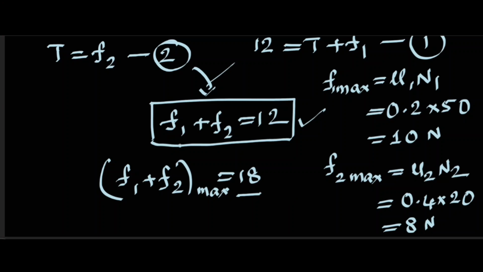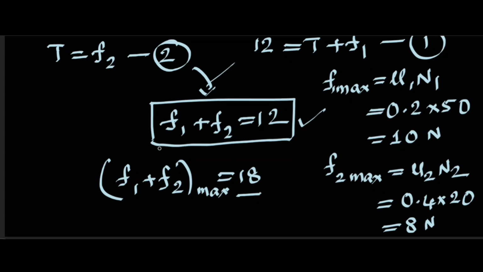So it can be 7 plus 5, or it can be 8 plus 4, or it can be 10 plus 2. So 11 plus 1 is not possible because the maximum value of F1 is 10. So F1 can be anywhere between 0 and 10. So it can be 6 and 6, 6 plus 6, that is 12. So there are many possibilities.